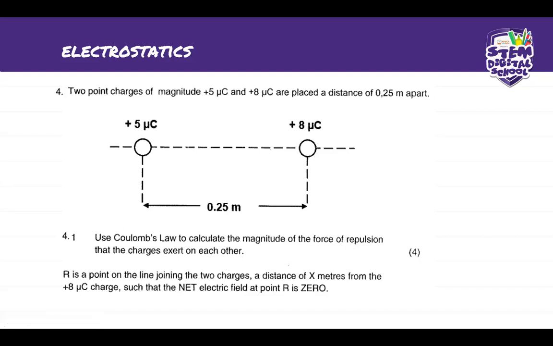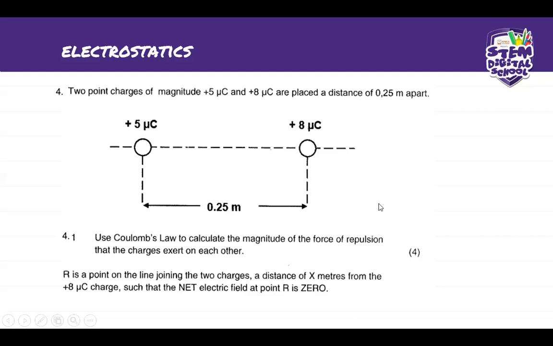Why is this a force of repulsion, guys? There's only one reason why this is a force of repulsion: because these two charges are both the same. So remember, like charges repel, unlike charges attract. So in this case, we've got two charges that are both positively charged. So that's why they're saying here, the force of repulsion. You need to be able to understand this, because sometimes it can confuse you. You can find yourself asking, what does force of repulsion mean?